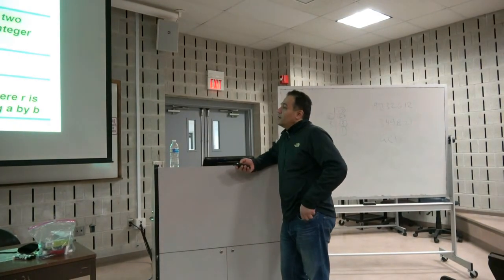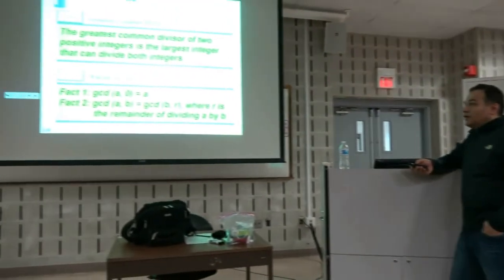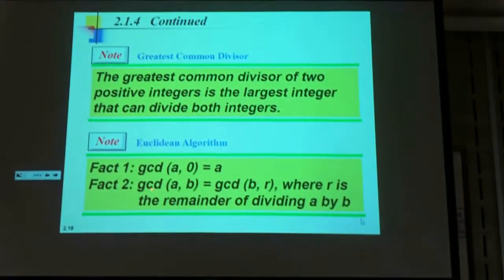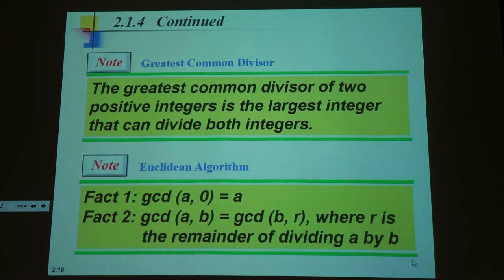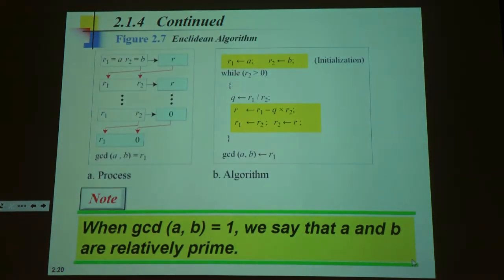So the greatest common divisor for A and 0 is A. And the greatest common divisor for A and B equals the greatest common divisor for B and R, where R is the remainder of dividing A by B. So if you divide A by B, there is a remainder, R. Then the greatest common divisor will equal that of B and R. So here we're introducing you to Euclid's algorithm, which is what we use to calculate the greatest common divisor.